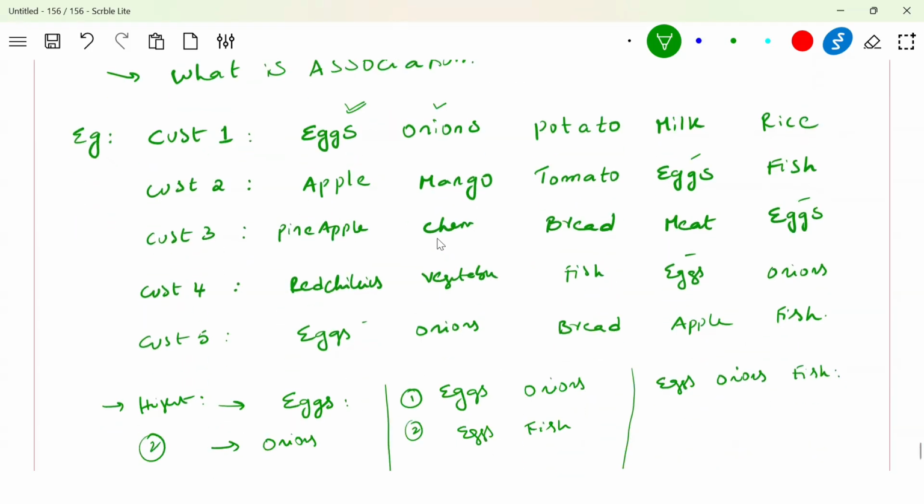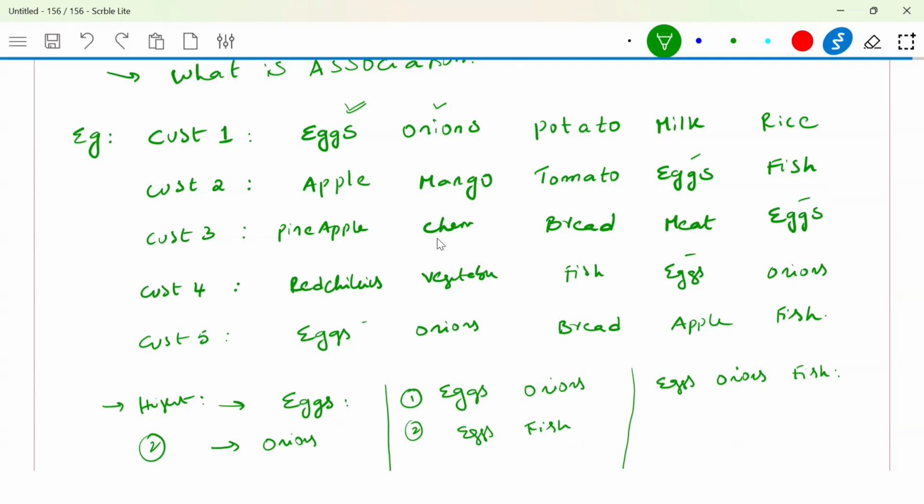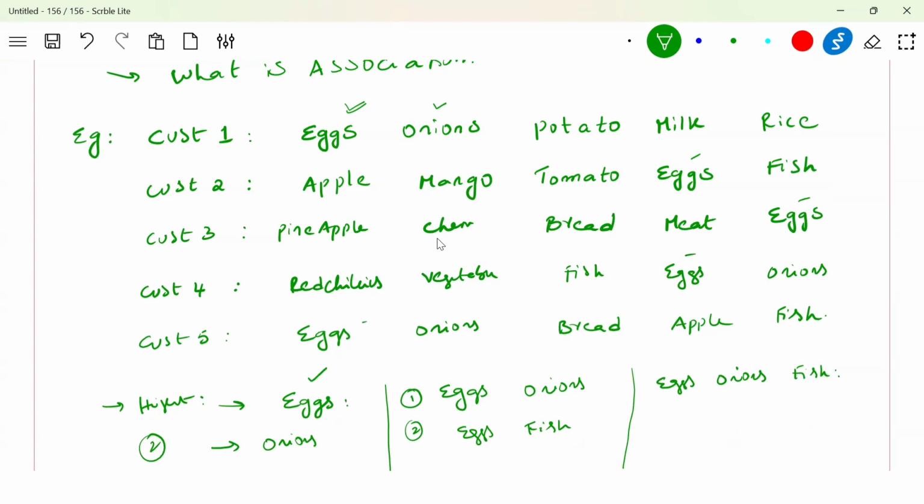So what is association? Association is nothing but you take data and you find the relationship between different products. I am running a supermarket, right? So I came to know eggs is the highest sold product, so I have to make sure there is always stock of eggs. And the people who are purchasing eggs are also purchasing onions, and also fish. So if I have the stock of eggs, I have to maintain the stock of onions as well as fish. And the next highest combination is eggs, onions, and fish.